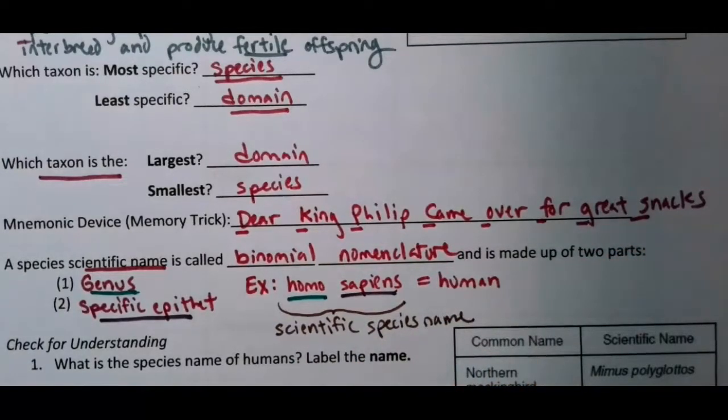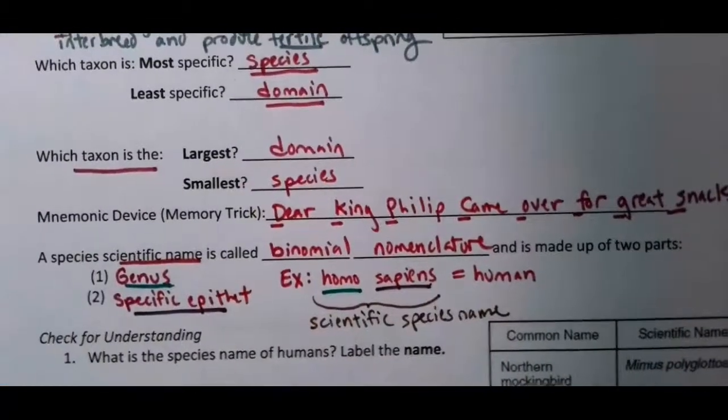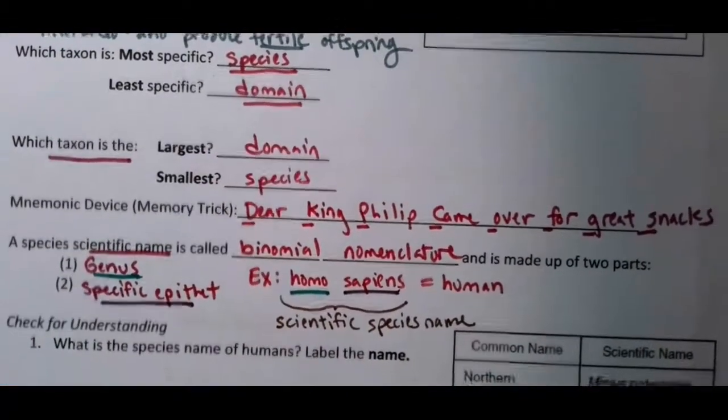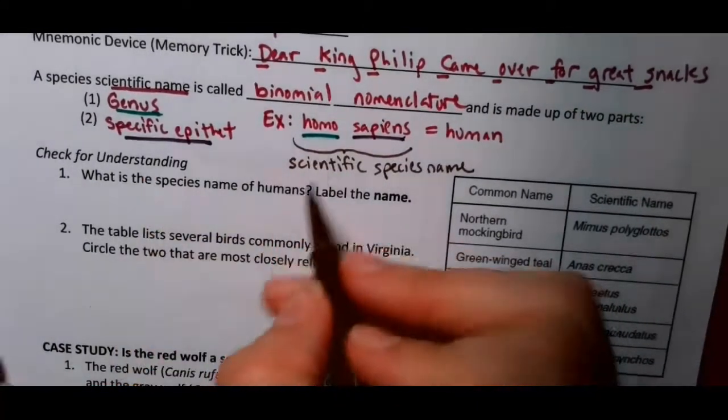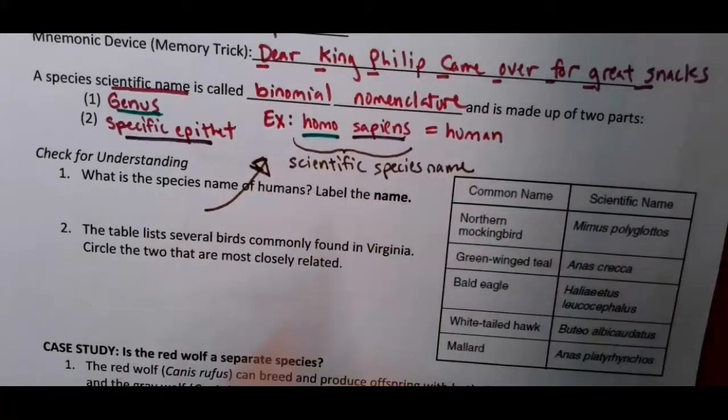So, we just talked about that up here. What is the species name for human, and label the name. So it's Homo sapiens, and we labeled it right up here. So I answered 1 up here.